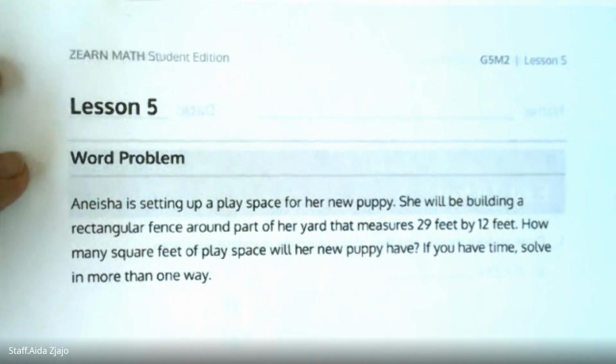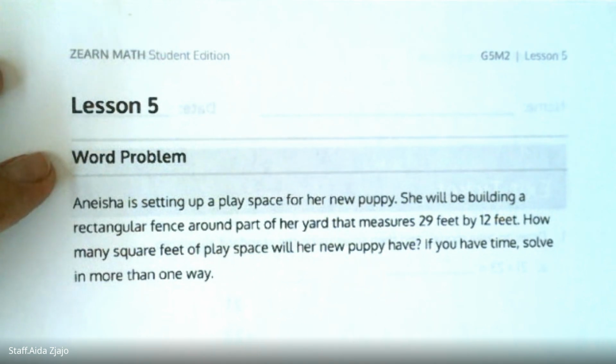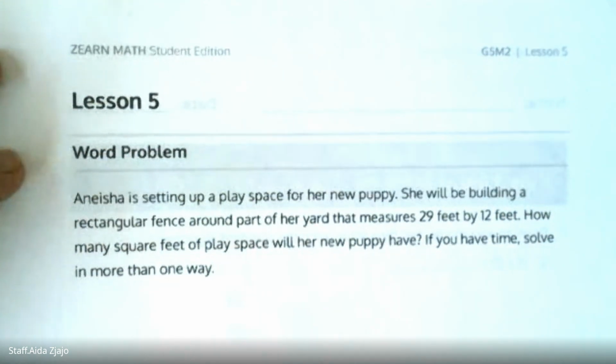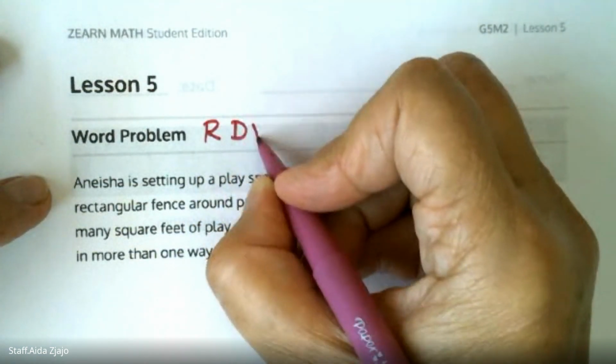Hello, it's Mrs. Z. It's a Lesson 5 word problem, Grade 5, Mission 2. Okay. We're going to use the read, draw, and write strategy.